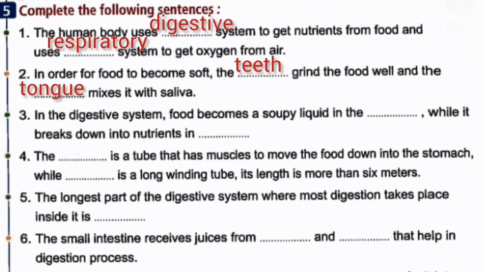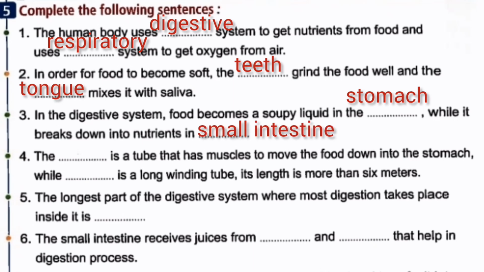Number 3. In the digestive system, food becomes a soapy liquid in the blank, while it breaks down into nutrients in blank. In the digestive system, food becomes a soapy liquid in the stomach, while it breaks down into nutrients in the small intestine.